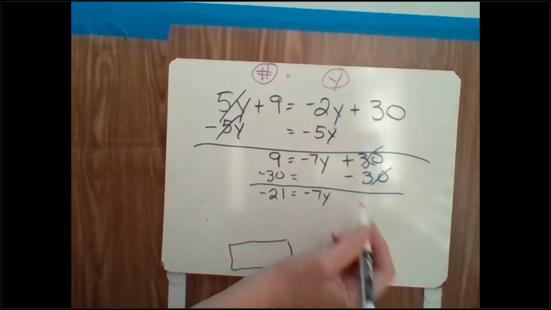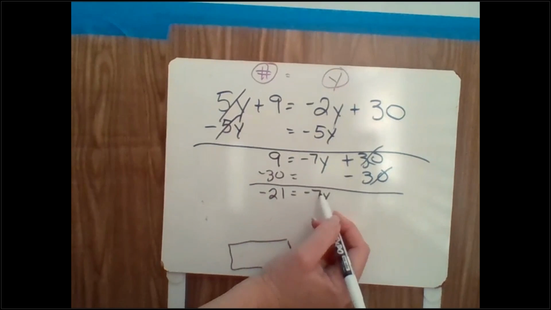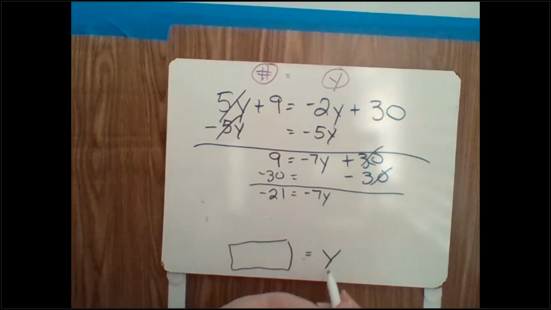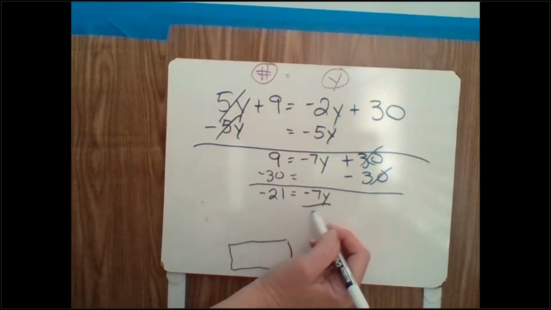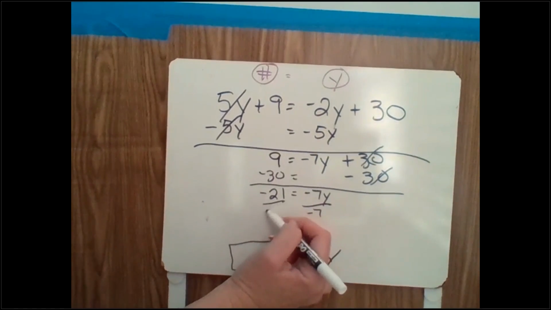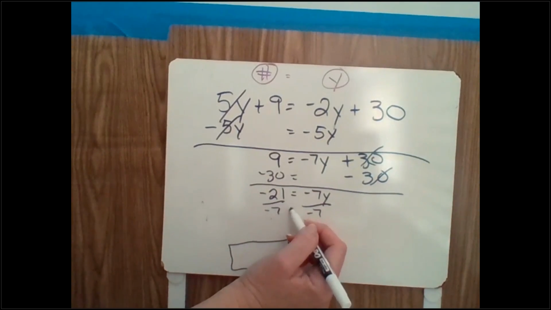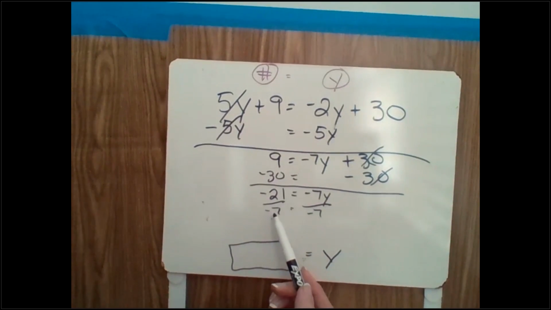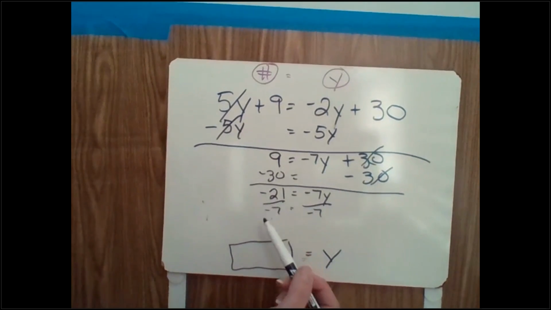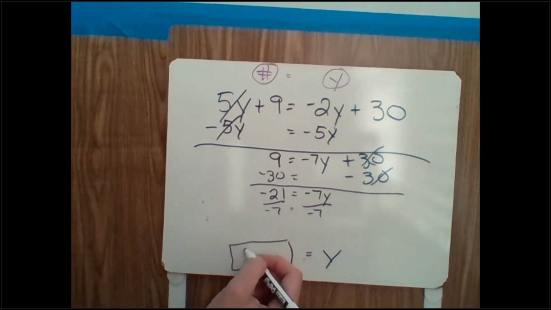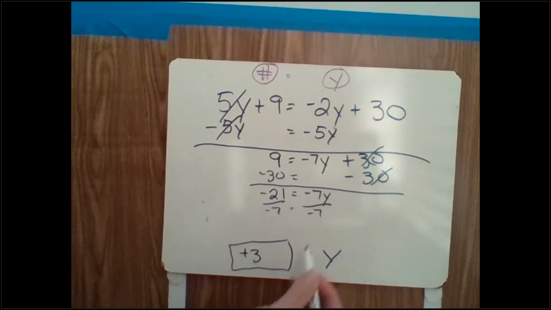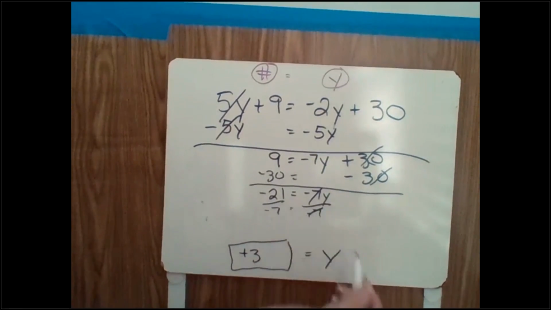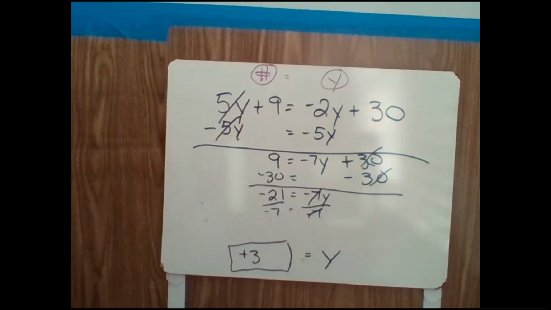Negative 7y. Now I need to undo this multiplication because remember, I really want y all by itself. So now I'm going to divide both sides of the equal sign by a negative 7. Negative 21 divided by negative 7. Remember, dividing like signs, or dividing a negative by a negative, is going to be a positive answer. So it's going to be positive 3. And that's going to cancel.